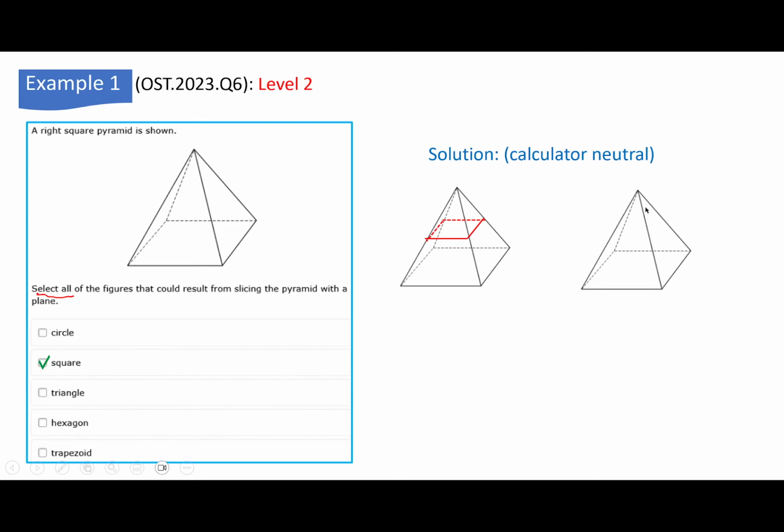Now, if I cut it through slanted like this, you will get a trapezoid. You can also do it this way. And you can also get a trapezoid. Now, if I cut it through the apex, I will get a triangle. Okay, you'll never get a circle for sure, and a hexagon, you can't get a hexagon out of that.